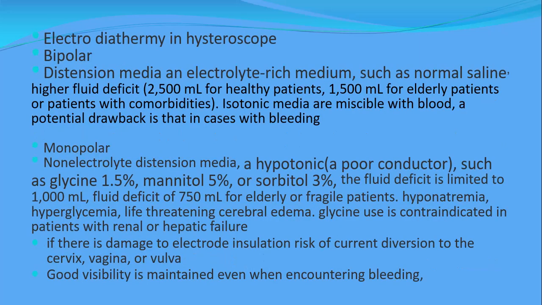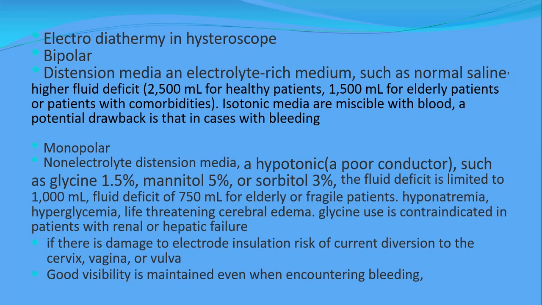Electrodiathermy in hysteroscope. Bipolar. Distension media and electrolyte-rich medium, such as normal saline, higher fluid deficit, 2,500 ml for healthy patients, 1,500 ml for elderly patients or patients with comorbidities. Isotonic media are miscible with blood. A potential drawback is that in cases with bleeding.